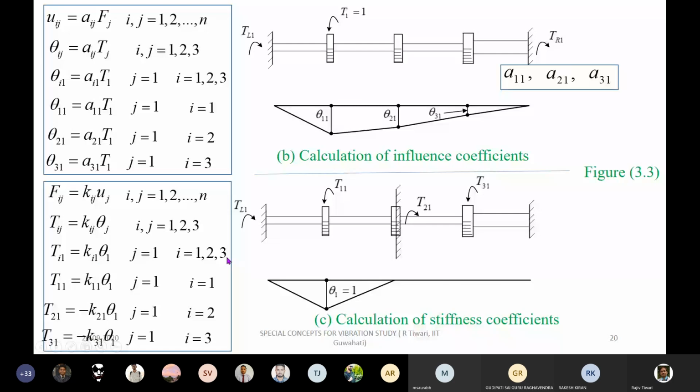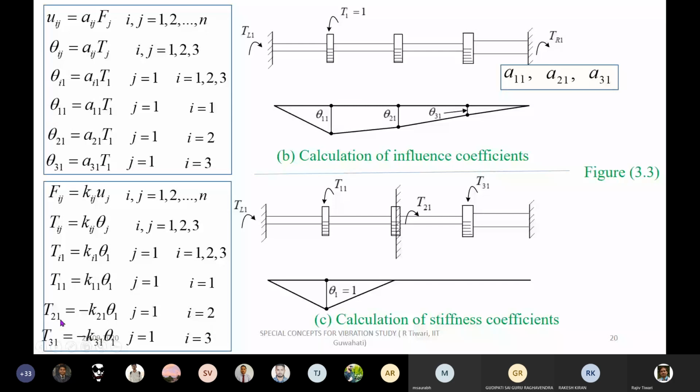That means torque will be there at the first disk, second disk and third disk. If I put j equal to 1 and i equal to 1, that is the torque at the first location, so K11 into theta 1. K11 is one of the stiffness coefficients. For i equal to 2, K21.